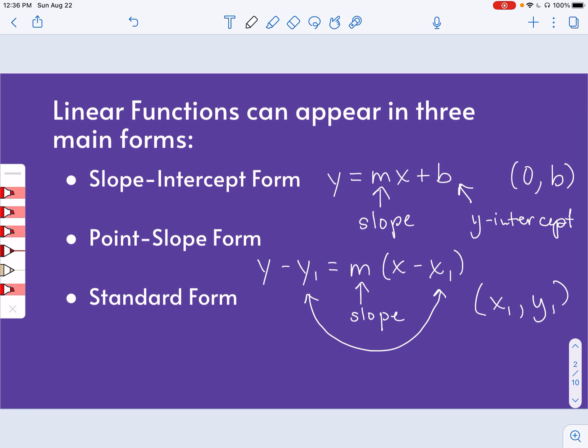The last form you learned was standard form: Ax plus By equals C. And that's a handy form if you want to find your intercepts, because you could plug 0 in for x to find the y-intercept, and you could plug 0 in for y to find the x-intercept. Standard form didn't really appear on the circuit review that we looked at, and it's probably the least used of all three forms.